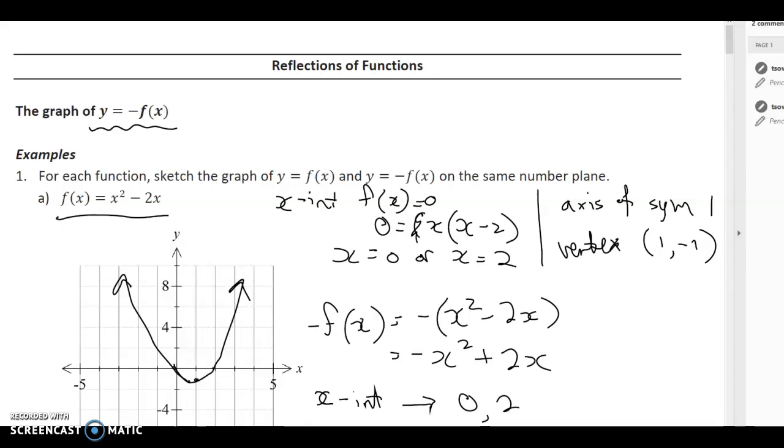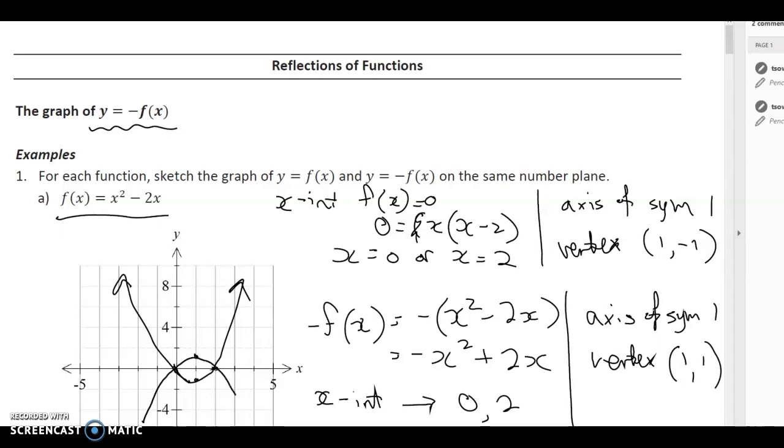But in this case, the vertex, well, now I guess the axis of symmetry is the same. The vertex in this case is going to be at 1, 1. And so essentially what happens in this function is that it flips it upside down in the x-axis. It's still going to go through here and here, but the vertex will be up there, and so it's going to loop up and loop down like that.